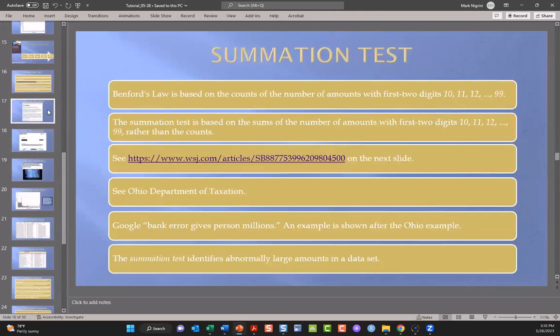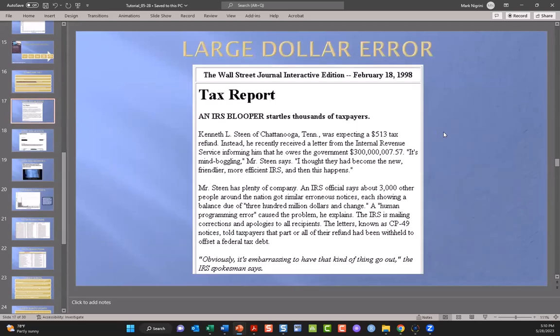And let's see about big errors here. I've used this one for quite a long time now. Kenneth Steen of Chattanooga, Tennessee. Anybody know Ken? Nor do I, but I do know Chattanooga. I've visited there twice. Was expecting a $513 tax refund. He got a letter from the IRS saying that he owes the government $300 million and 7.57 cents. It's mind-boggling. 3,000 other people got similar notices showing a balance due of $300 million and change.